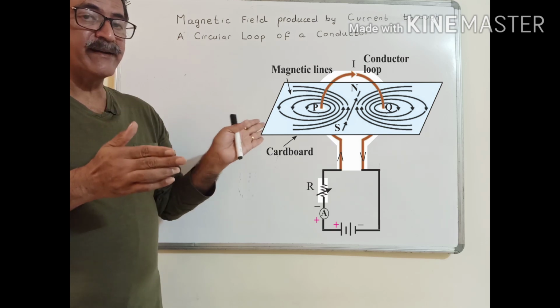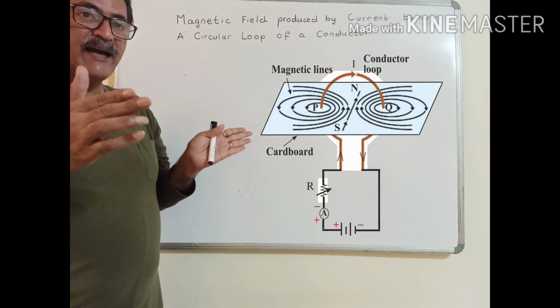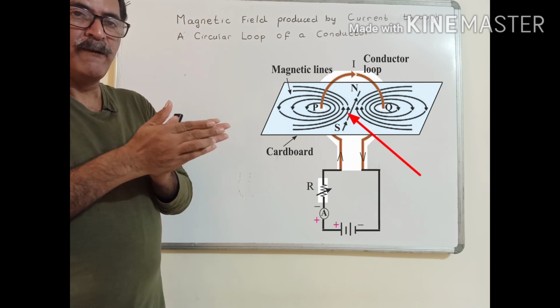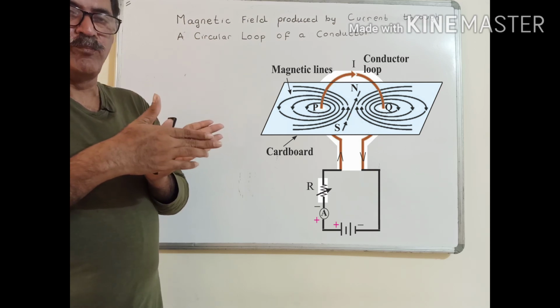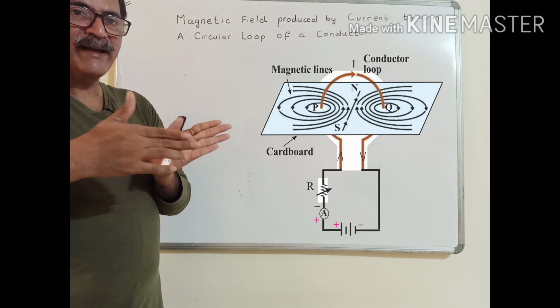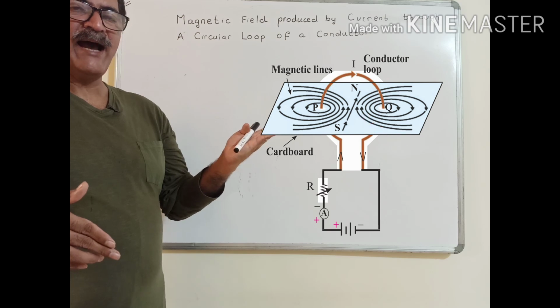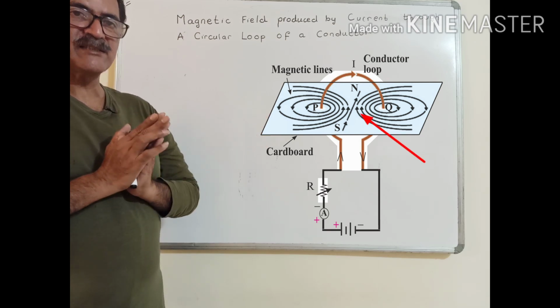Now students, one very interesting thing you will also see: as you move away from the loop and come towards the center of the loop, you will find that the circle ultimately becomes a straight line with one side as the north pole, the other as the south pole.